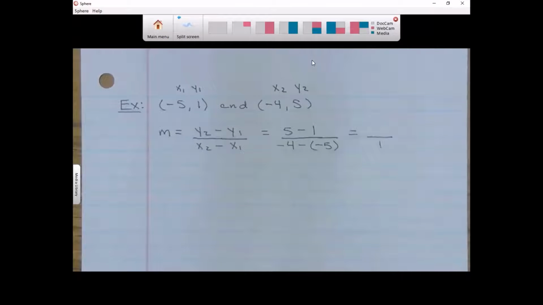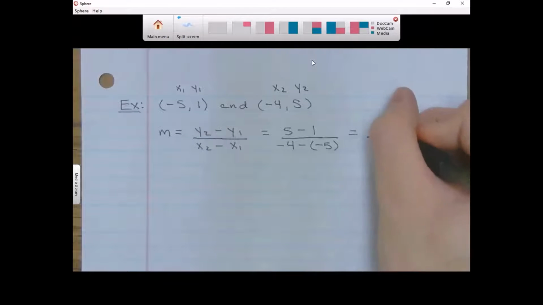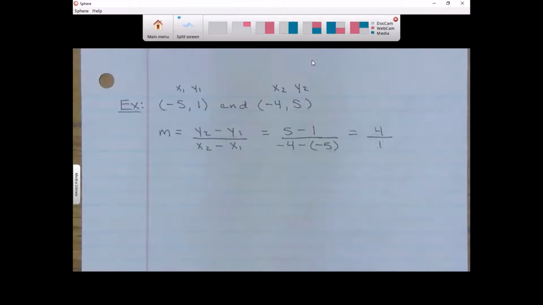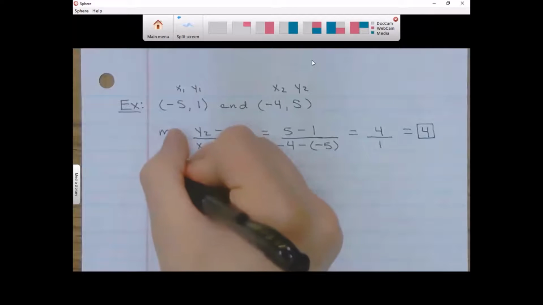In the numerator, I have 5 minus 1. That's going to give me 4. And last but not least, we divide the two numbers. So 4 divided by 1 is going to give me 4. So this line is going to have a positive slope because the 4 is positive. So now I know what my slope is. Now I just need to figure out what my y-intercept is.